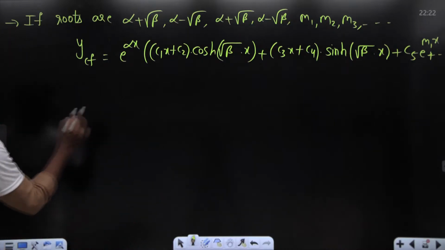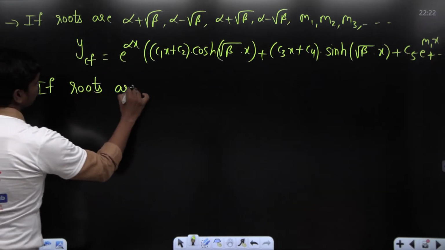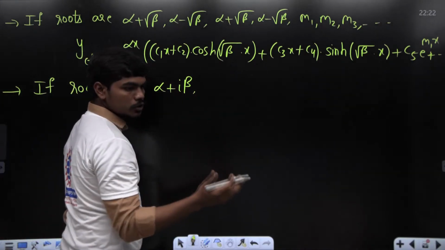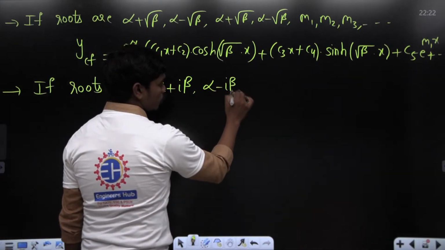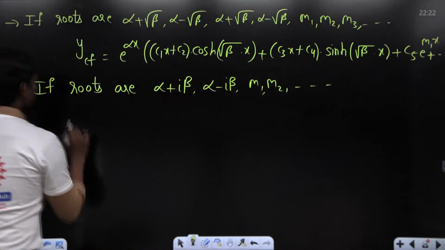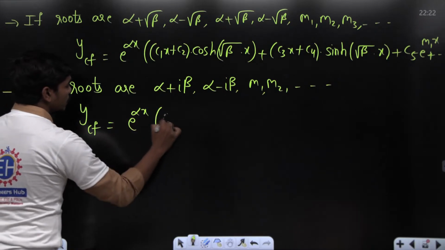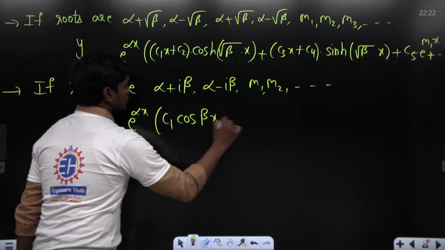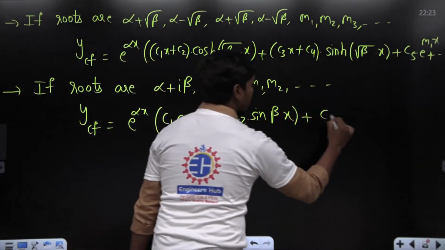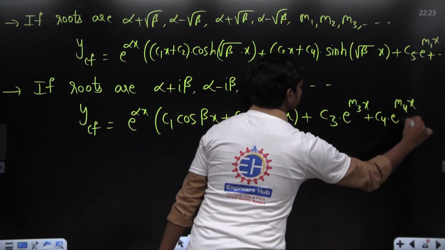Okay, so see here, if roots are of the form alpha plus i beta, then definitely alpha minus i beta is also going to be one root. Similarly, m1, m2 and so on. Then the complementary function y_cf is equal to e power alpha x into c1 cos beta x plus c2 sin beta x. And of course, for the real and rational roots, it's common: c3 into e power m3x plus c4 into e power m4x plus and so on.